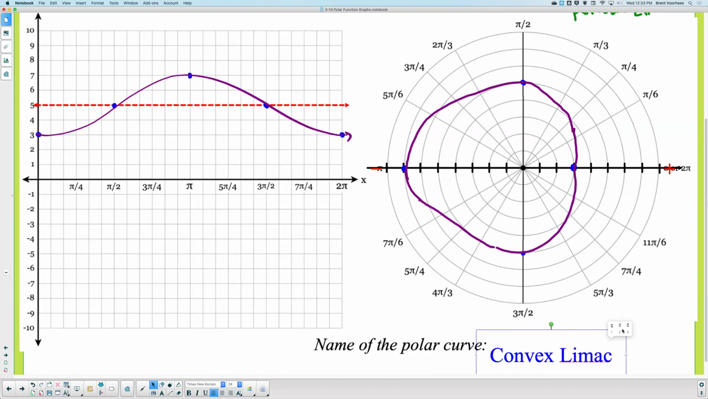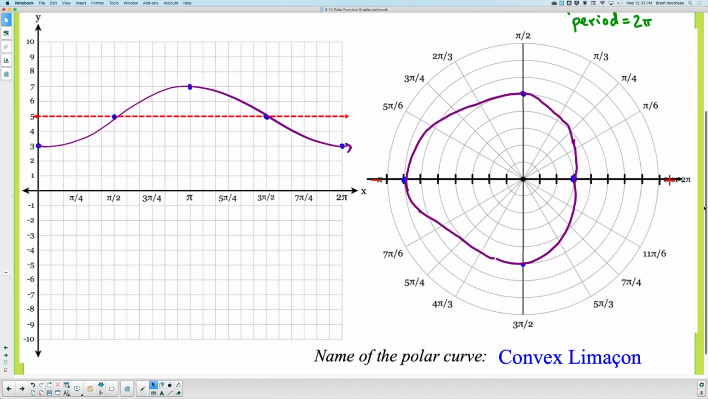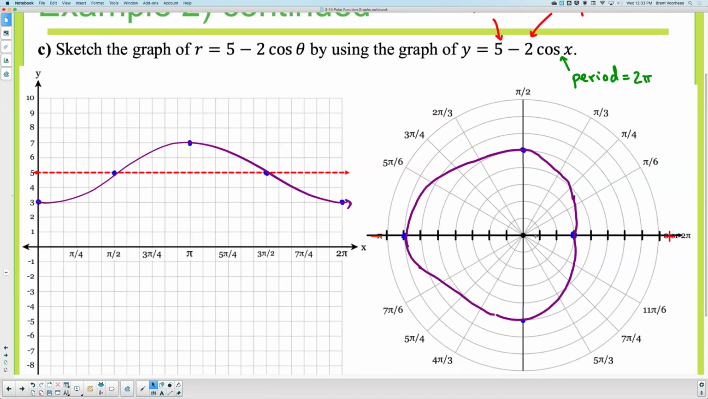I have no special way of thinking about that one. A convex limacon is when it doesn't have the inner loop. It never hits the origin, but it's two separate numbers. Quick hits. What was the maximum value? 7. You got those from adding. And the minimum value you get from subtracting, 3.